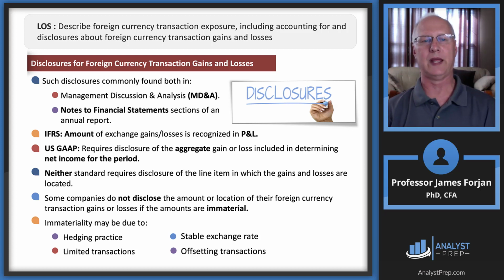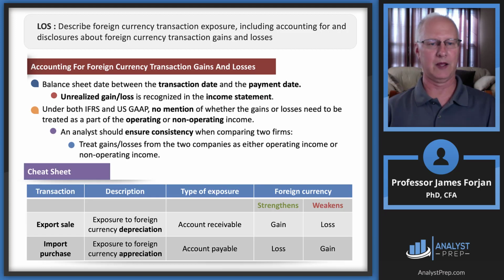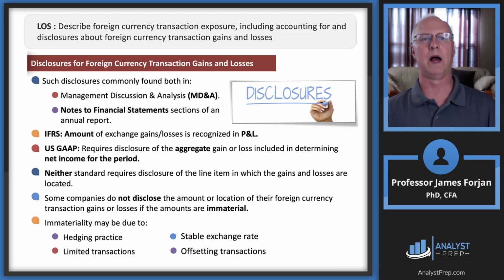And then offsetting transactions, let me just go back here. Quickly, look in the middle column. If our accounts receivable are identical to our accounts payable in the same foreign currency, then we probably don't have a whole lot to worry about. So this is a good slide here to know for disclosures.